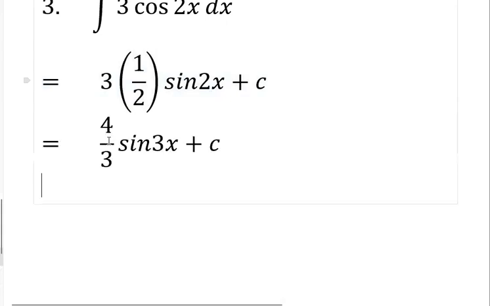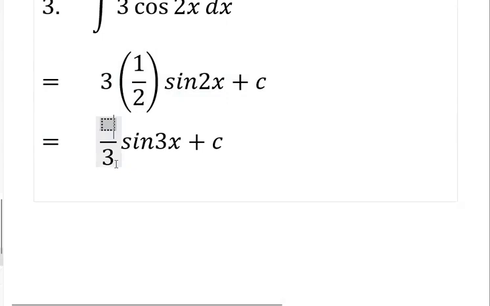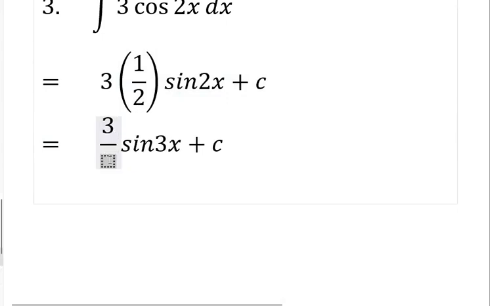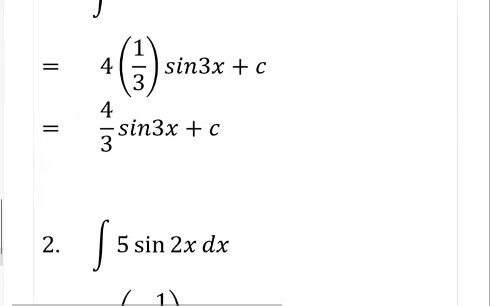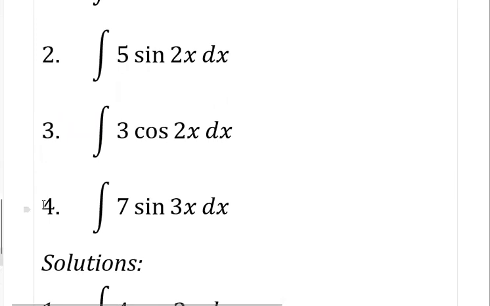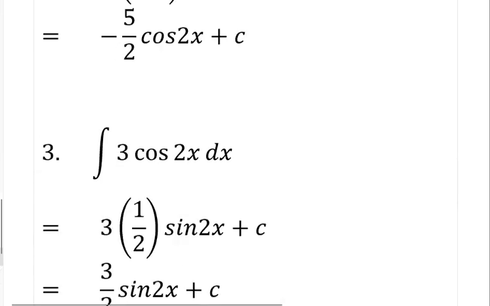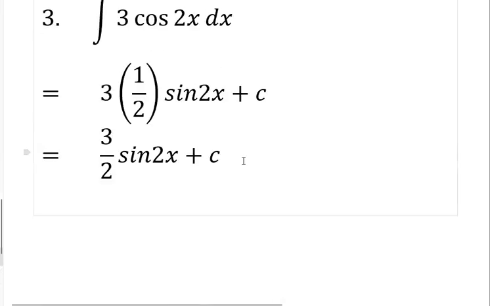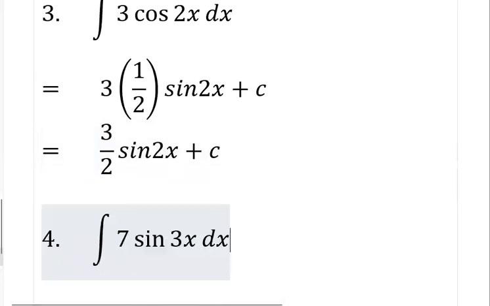Very good. So this time around, if you say 3 multiplied by 1 here, you have 3 over 2 sine 2x plus c. So that will be our final answer. And lastly, for question number 4, we're almost done. We have this for number 4, as usual.